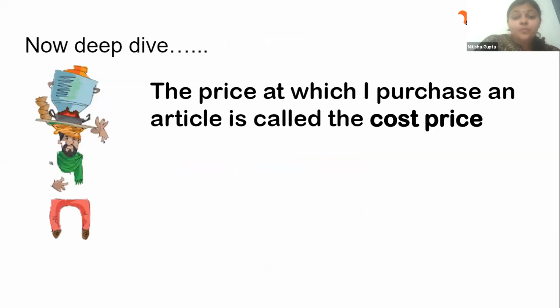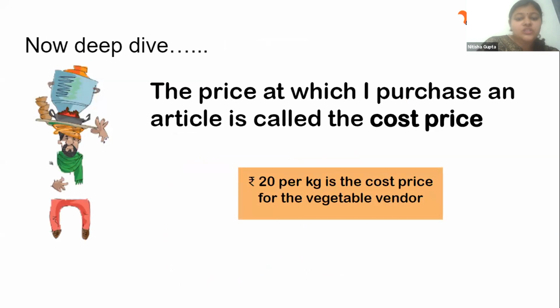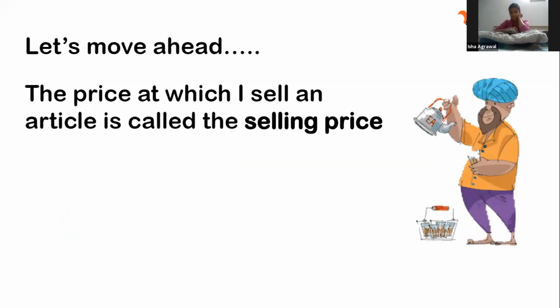The price at which I purchase an article is called the cost price. That is, rupees 20 per kg is the cost price for the vegetable vendor. Let's move ahead. The price at which I sell an article is called selling price. How much I'm selling it for is called the selling price.